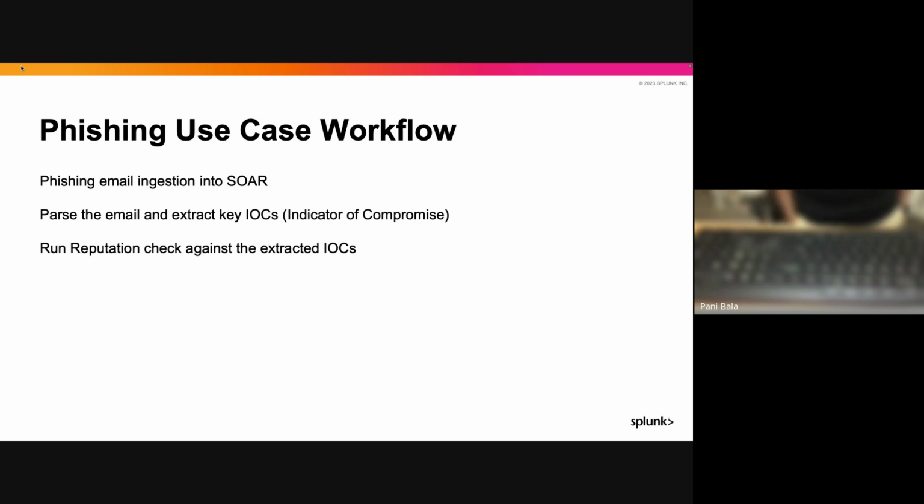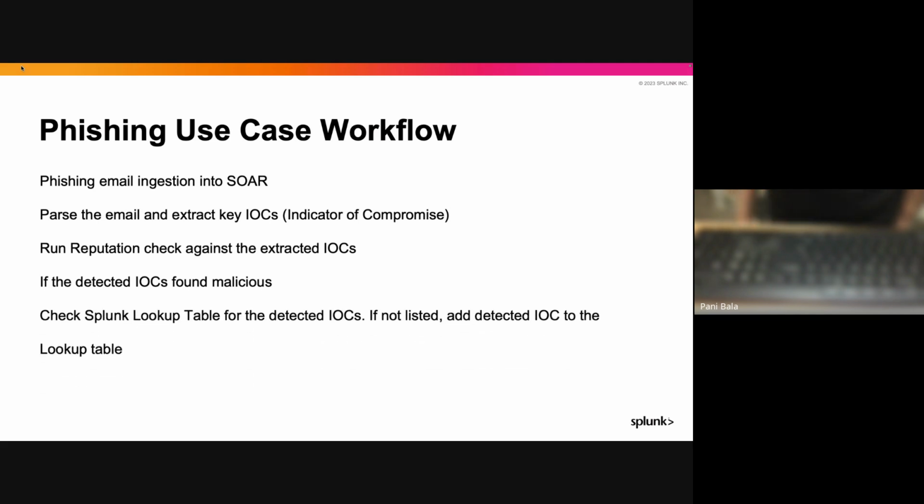Now we have to do a reputation check against the extracted IOCs to make sure whether they are from a safe source or not. So that is the analysis. Next comes the decision. We have to find if the detected IOC is found malicious. Based on the analysis, make a decision on what we need to do.